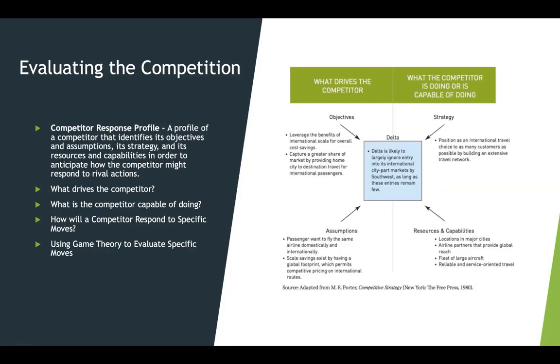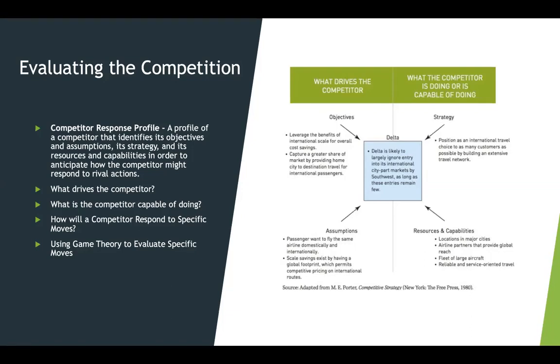For example, here we use Delta. If you are the CEO of another airline company, you can still look at the competitor response profile of Delta, because they will leave some space for your company. Even though they want to leverage the benefits of scale in international flights and resources, you still have some space to get in. You can see the picture here.